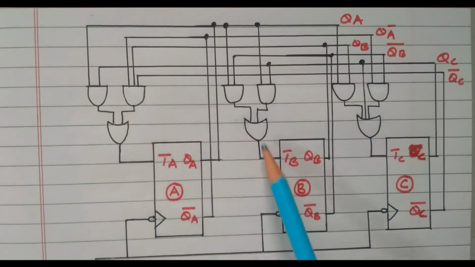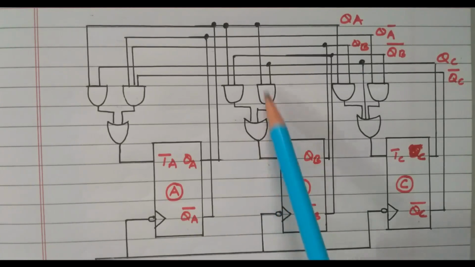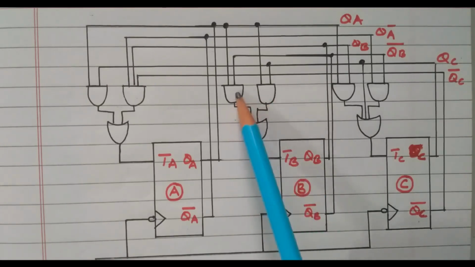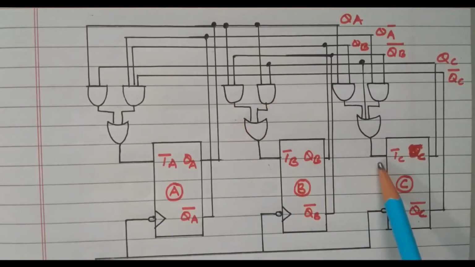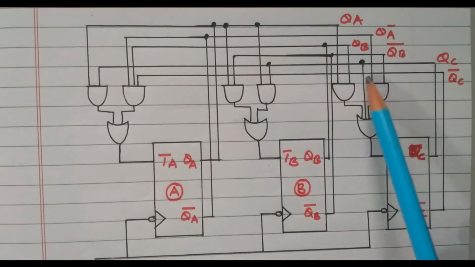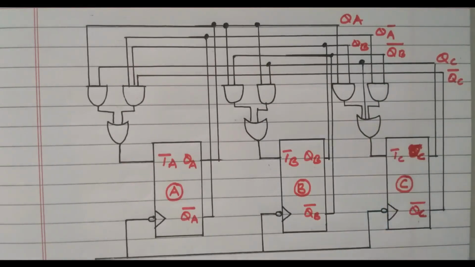Similarly for TB, these two AND gates multiply, then the results are added together. The TB we got is QA QB bar plus QA QC, so accordingly it is connected. Similarly for TC: QA QC plus QA bar QB QC bar. These two are connected, as we can clearly see from the diagram, and then given to TC. So the inputs are given to TA, TB, TC according to the reduction in the K-map.